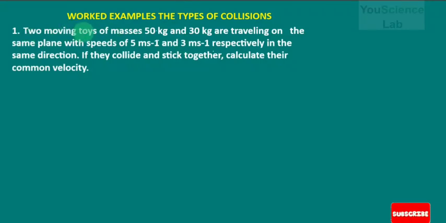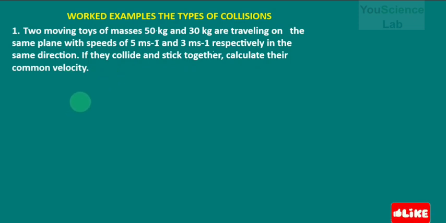Two moving toys of masses 50 kilograms and 30 kilograms are traveling on the same plane with speeds of 5 meters per second and 3 meters per second respectively in the same direction. If they collide and stick together, calculate their common velocity.